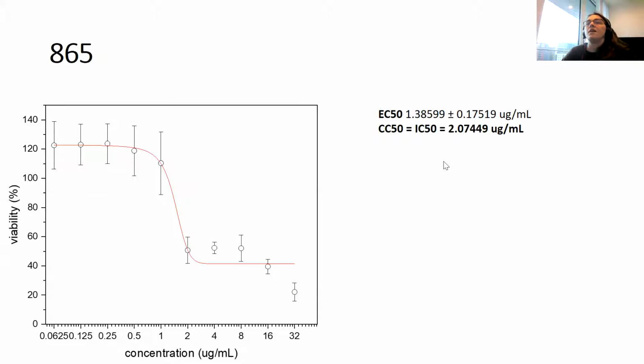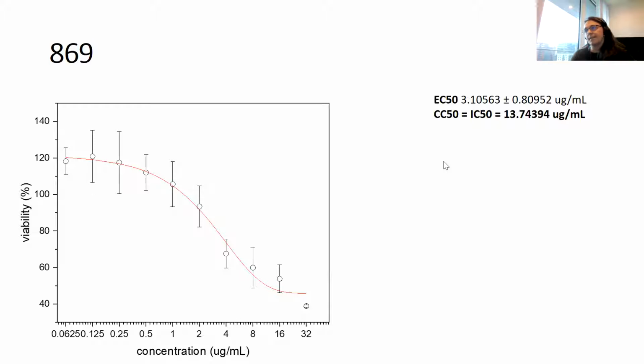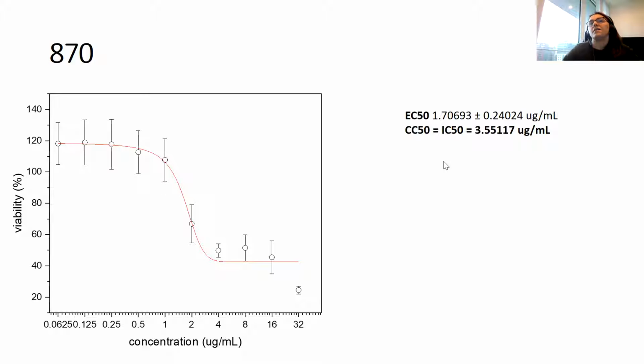so I guess this would be one that you're also not interested in. 865, again, quite potent, similarly potent to 822, I guess. 2.07 microgram per milliliter. 869 is similar to tamoxifen in terms of potency, so 13.74 microgram per milliliter. We do observe 50% kill, so that's good.